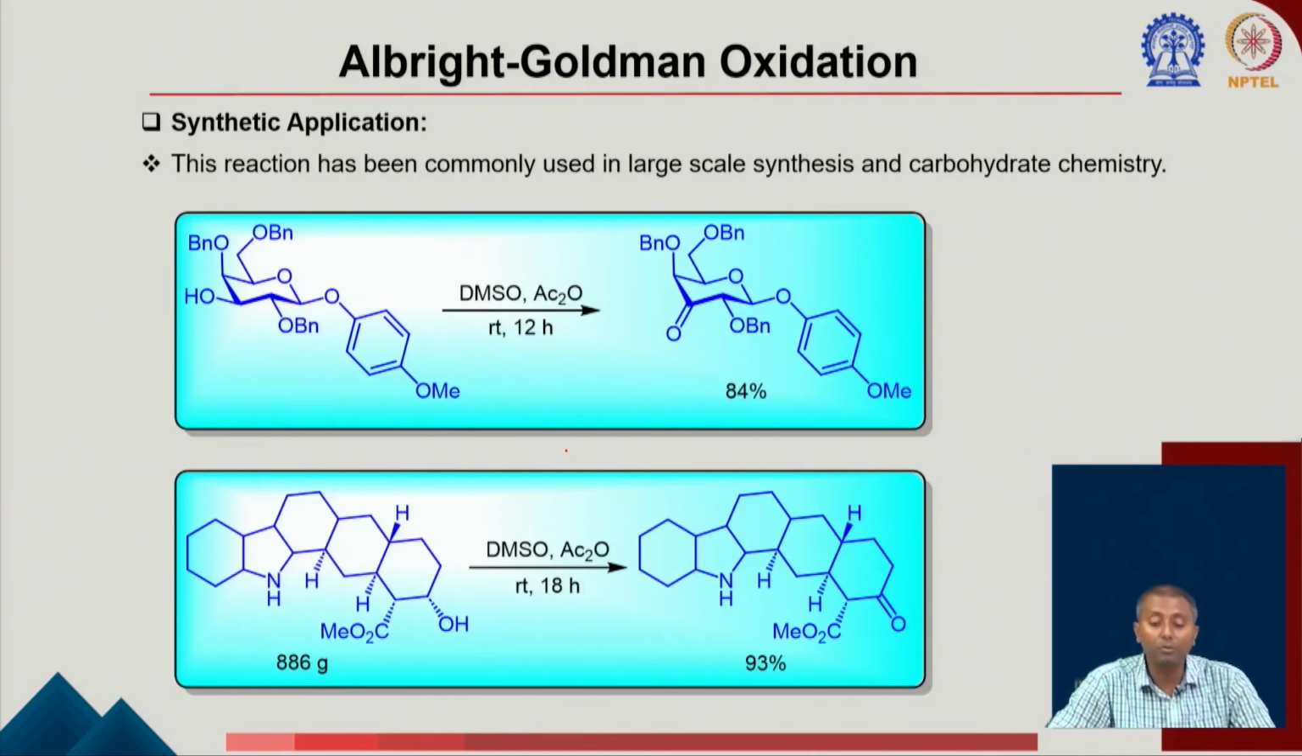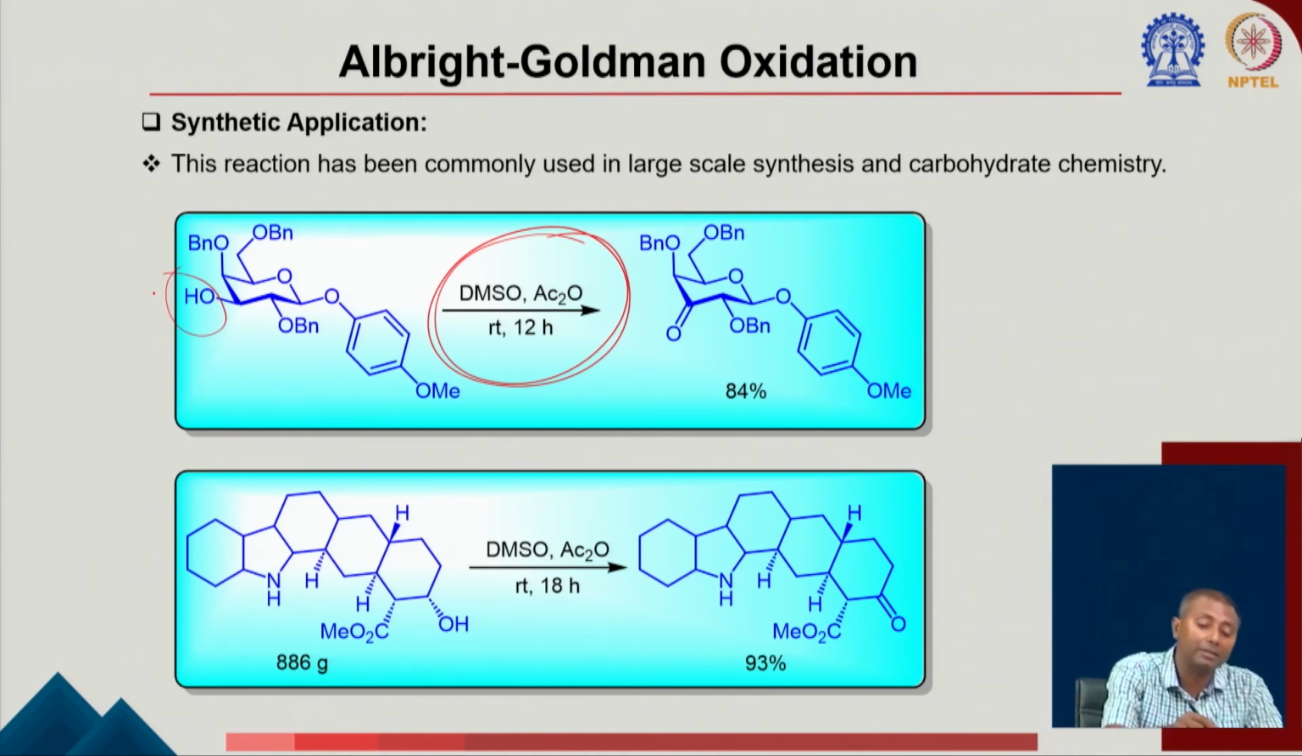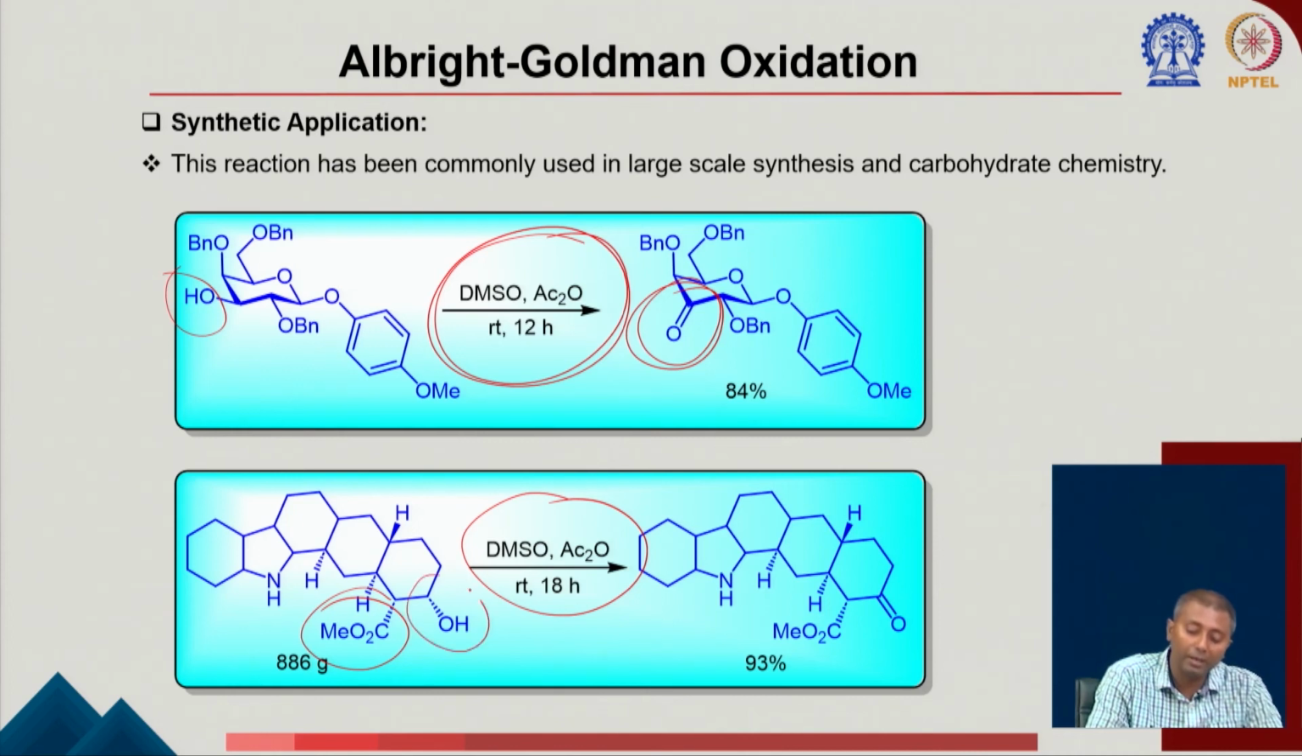This has been commonly used in large scale synthesis and in carbohydrate chemistry. Again, these are very easy reaction conditions. In carbohydrate chemistry, when you have sensitive functional groups like unprotected alcohols, you don't want any acid in the reaction medium. That's why this is a very mild condition used for conversion of this OH to the corresponding carbonyl group. Here you can also see an ester group, so a lot of different functional groups are tolerated. This alcohol can be converted to the corresponding carbonyl group here.